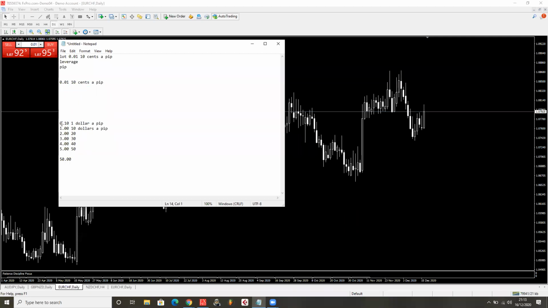Which means that when the market moves 1 pip, I make 10 cents. When the market moves 2 pips, how much will I make? 20 cents. Beautiful. When the market moves 3 pips? 30 cents. Beautiful. So when the market moves 125 pips, how much will I make? 12.5. Beautiful.